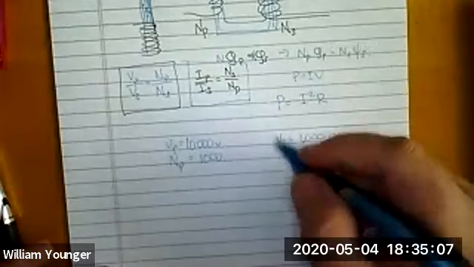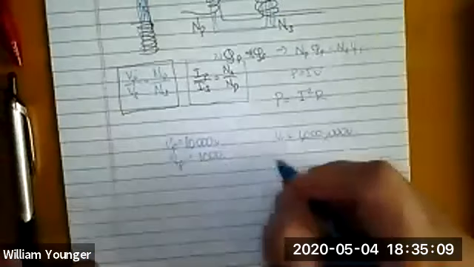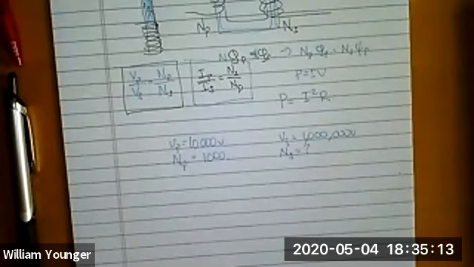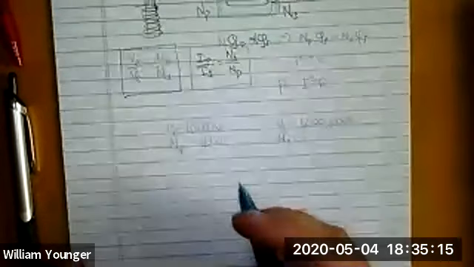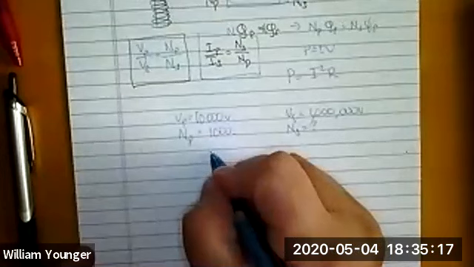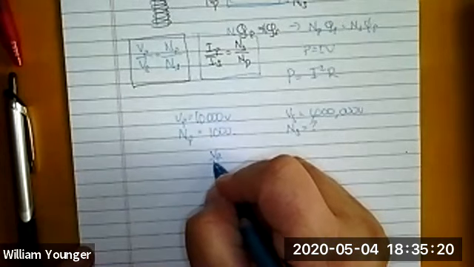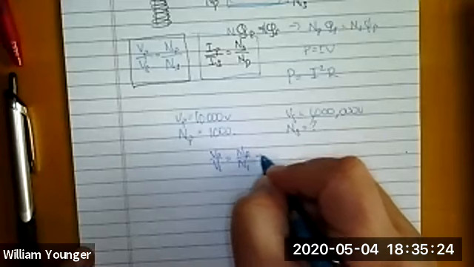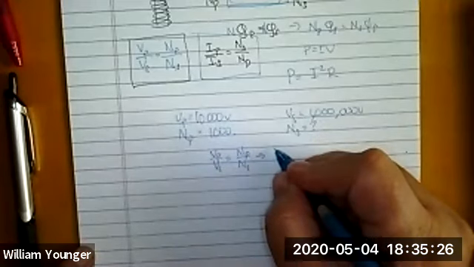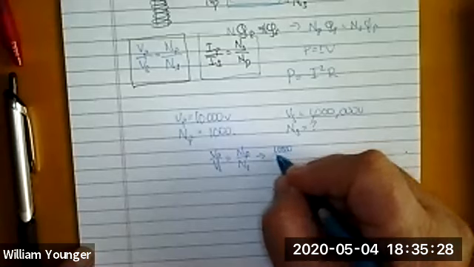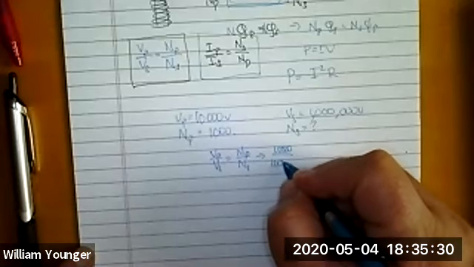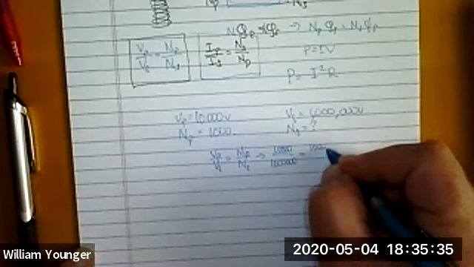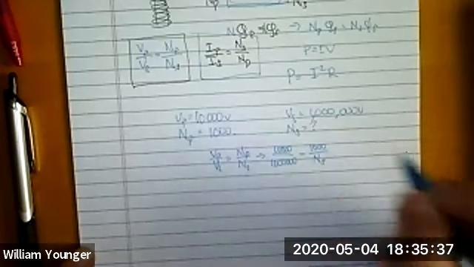In order to make this happen, I might ask you, what is the number of turns in the secondary? So this is how we use the transformer equation. We say VP over VS is equal to NP over NS. And I say VP is 10,000, VS is 1 million, and NP is 1,000. So I solve for NS.